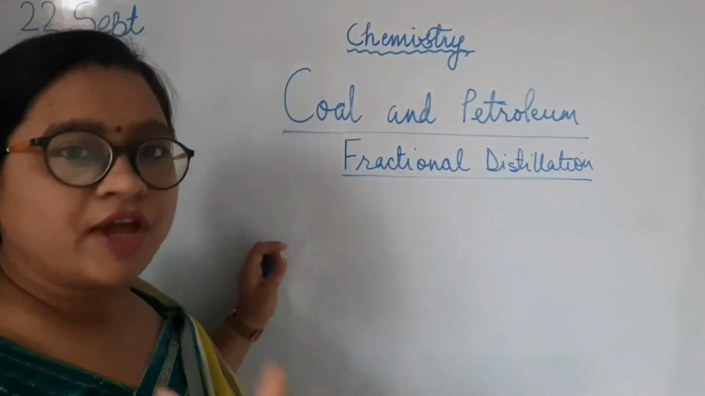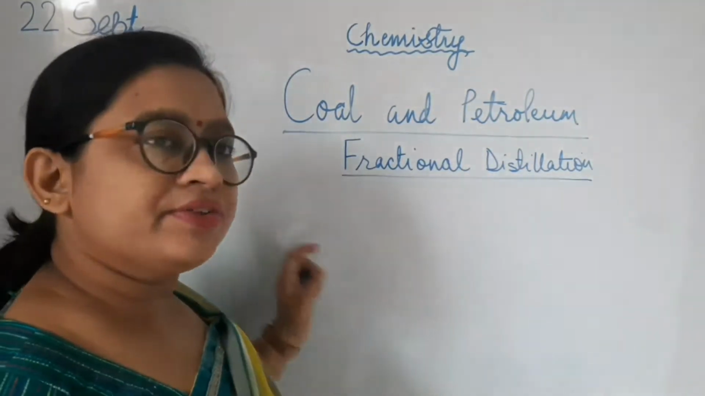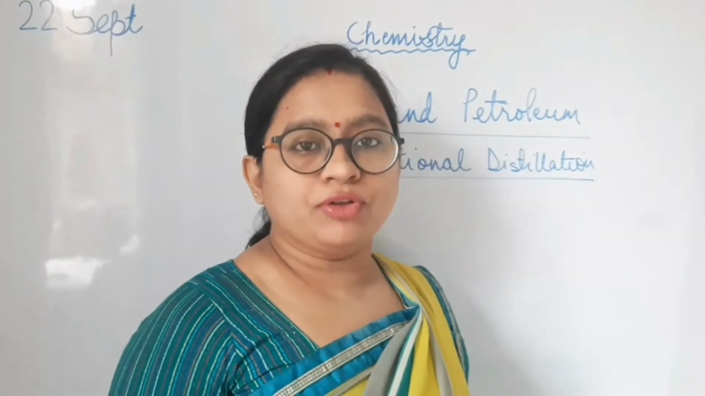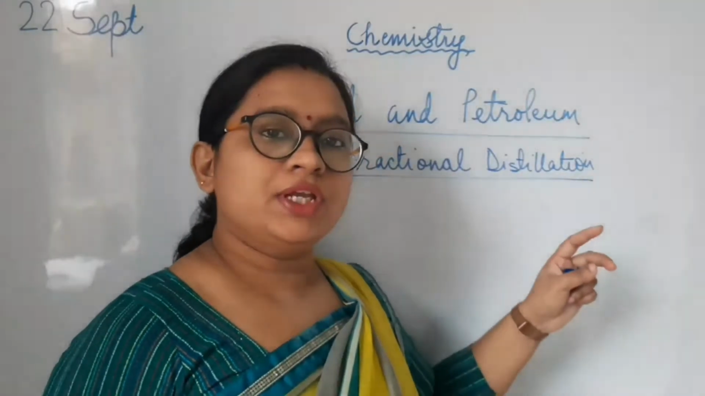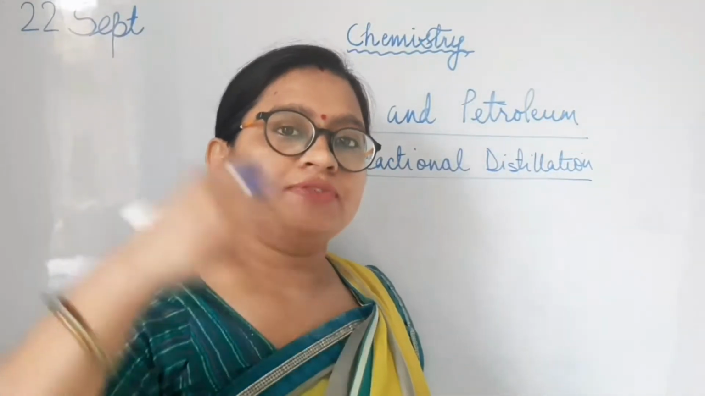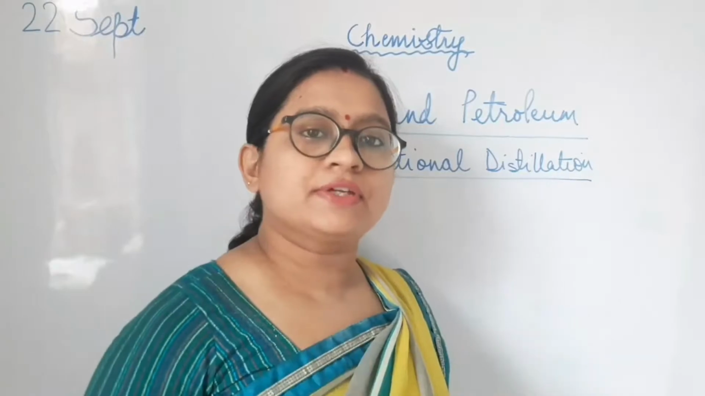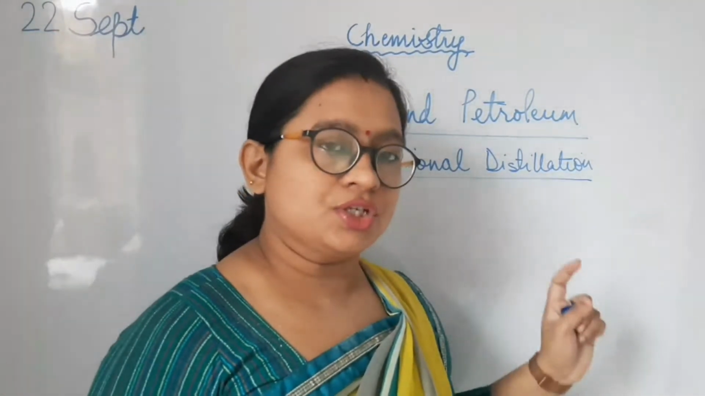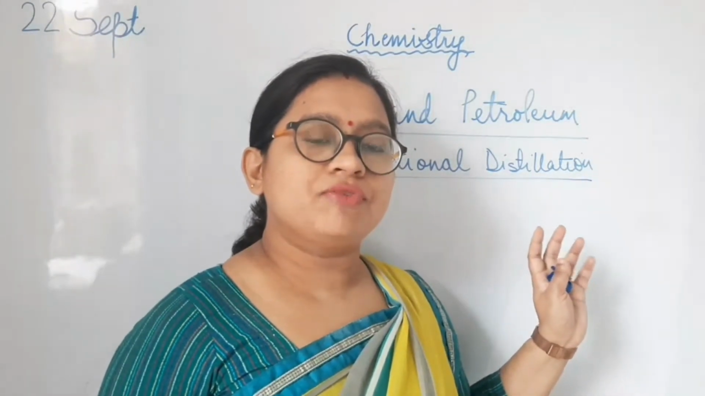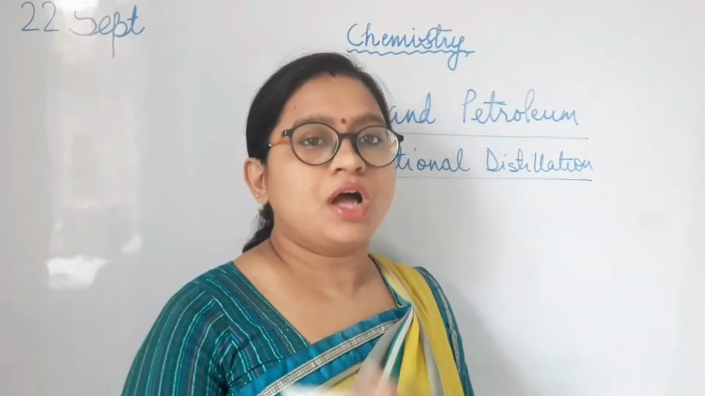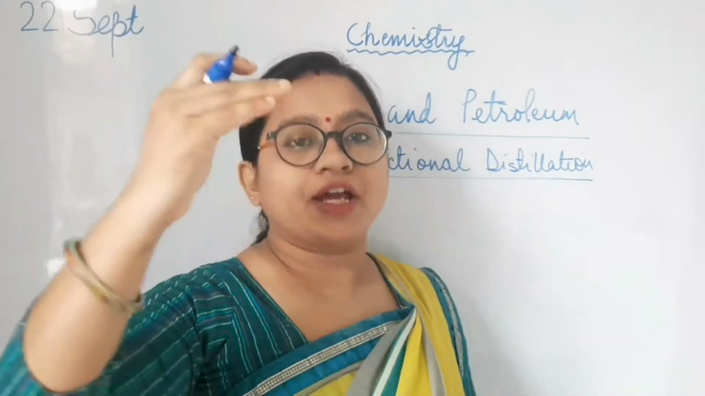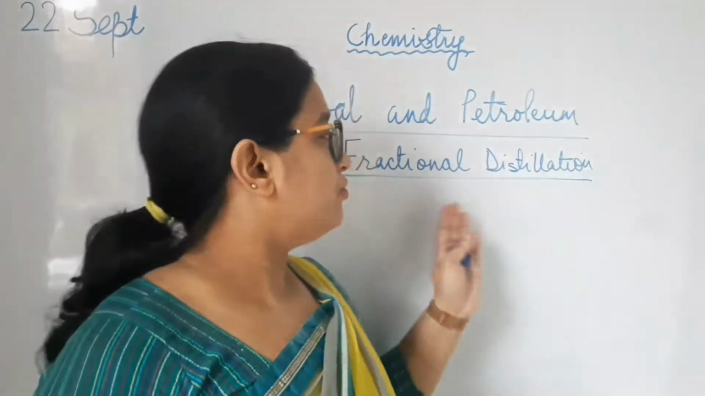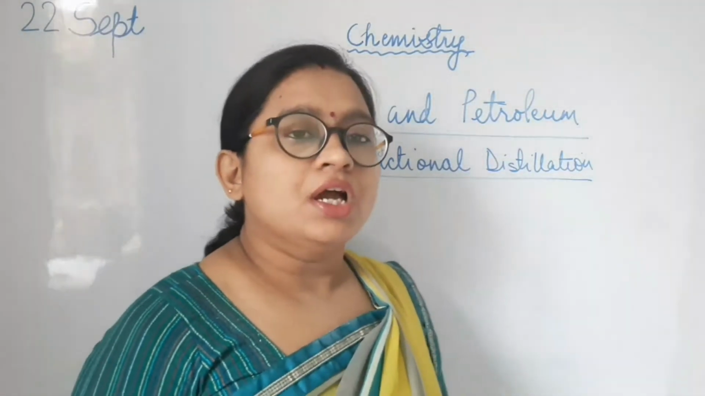So basically, what is fractional distillation? In our previous class, I have already discussed what distillation is. Distillation is a process by which heating and cooling of a liquid is done. First it is heated to a certain temperature and then it is condensed and cooled back. Now what is happening in the case of fractional distillation? This is a different type of distillation where a column or a tower is used with different fractions. That tower is called a fractionating column and therefore it is called fractional distillation.